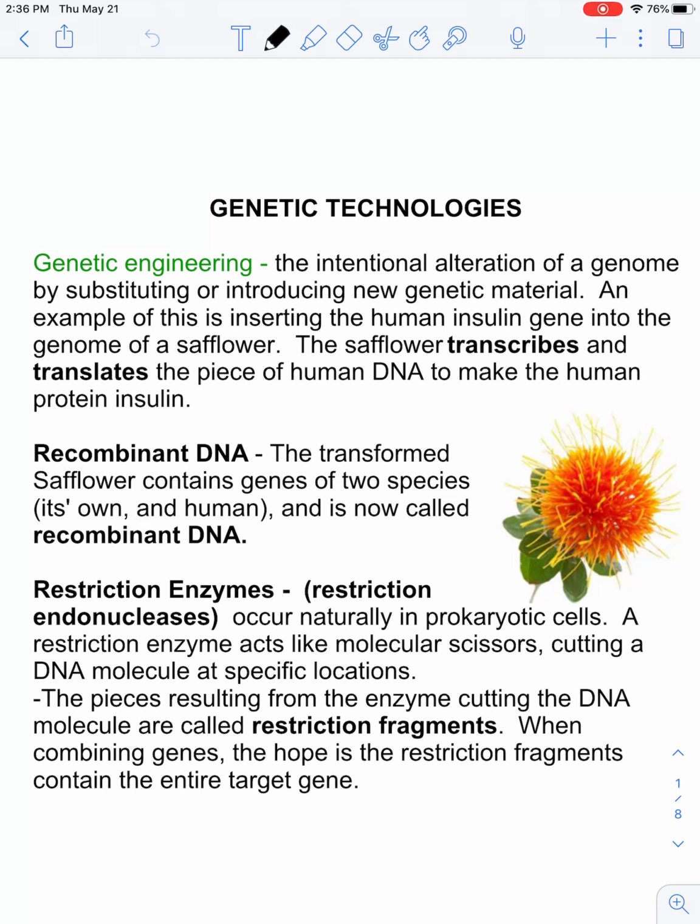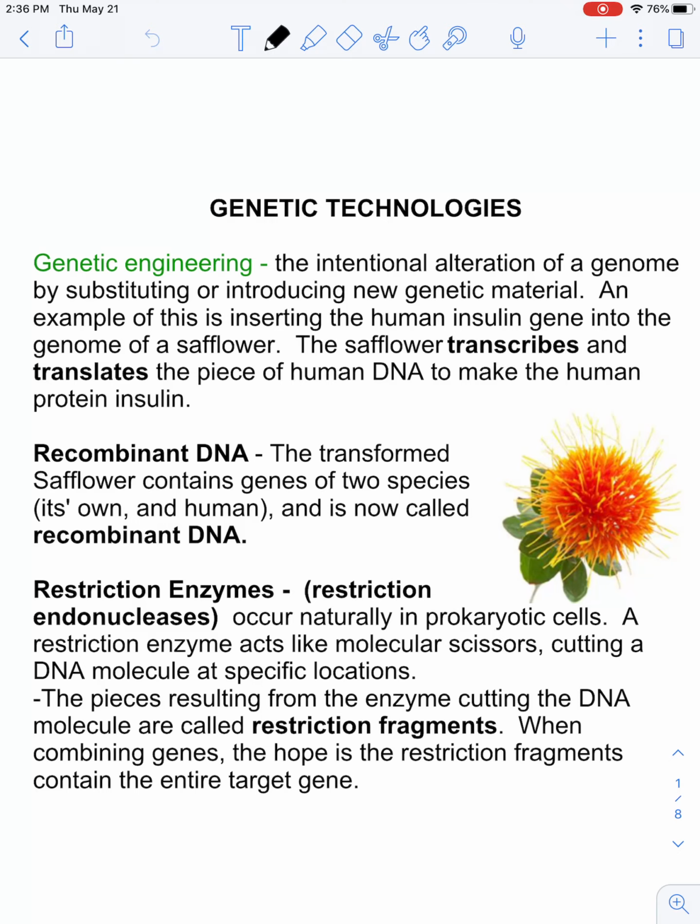Now, safflower does not grow well here, so we don't have any crops of safflower that are transcribing and translating human insulin, but where these plants grow well, they do have crops. And I'm not sure how they separate the human insulin from the rest of the plant, but I'm sure they have a method of doing it. So there's a perfect example of genetic engineering where you're getting a flower to make a protein that is from a human. And of course, for people who are diabetic, that is a great thing.